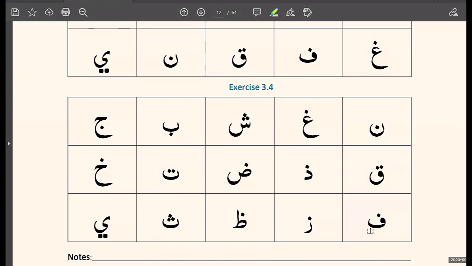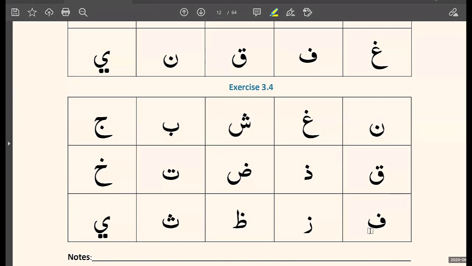Good. Next column? Sheen, Sod, Dod, Za, Wa. Okay. Which letter is thin? Sheen. What about Dha? Is it thick or thin? No, this is the third column, the third letter, top to bottom, the bottom letter. Dha, is it thick or thin? Thick. Yes, it's thick.